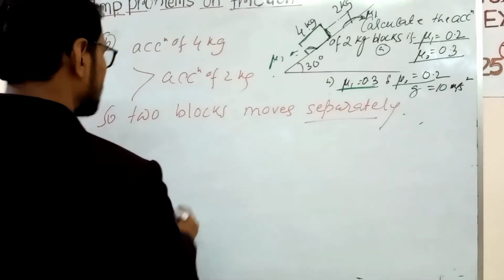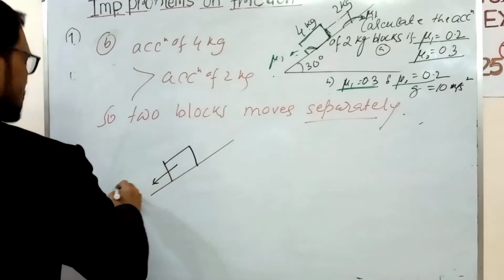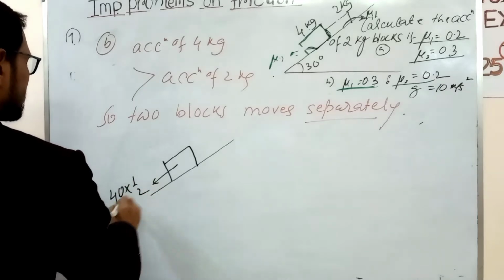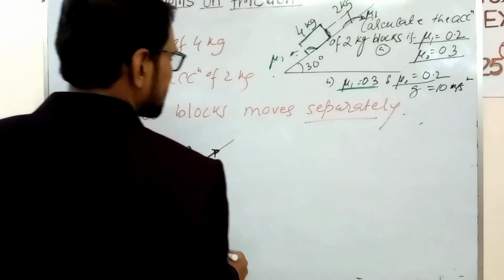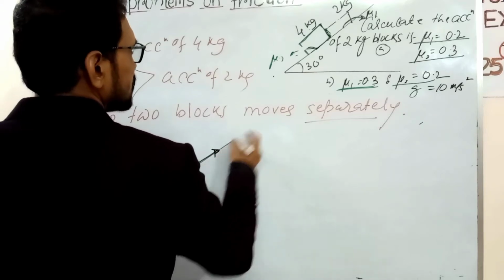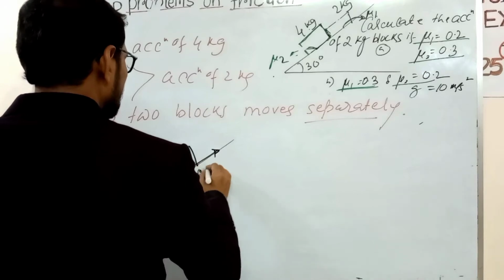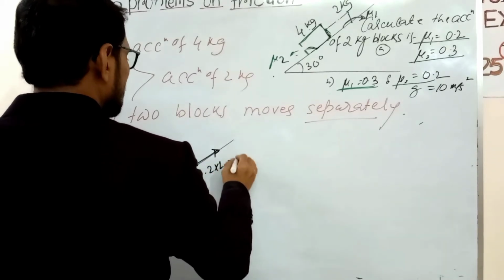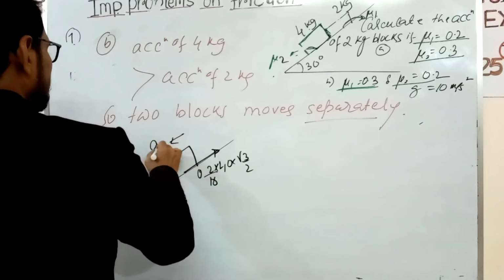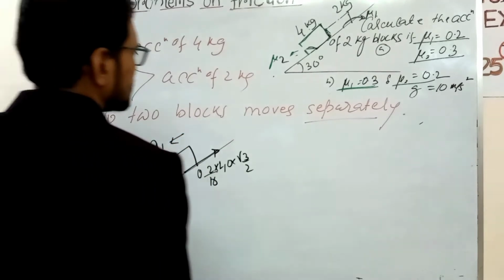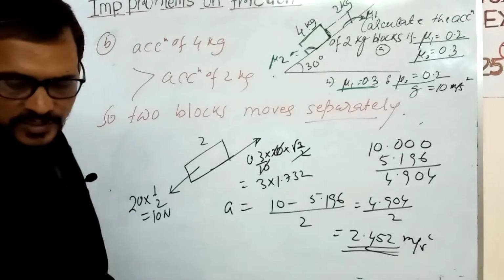What is the free body diagram? For the 4 kg block, 40 into sin 30, half, that is 20 Newton, acts in this direction. Friction force acts in this direction. What is the friction? Mu mg cos theta, with mu2 equal to 0.2, mg is 40 into cos theta, root 3 by 2. 0.2 means 2 by 10. So acceleration A1 equals this. Then the 2 kg block for the second case.